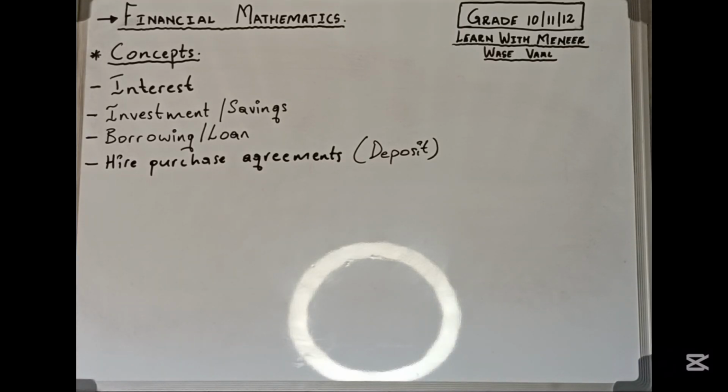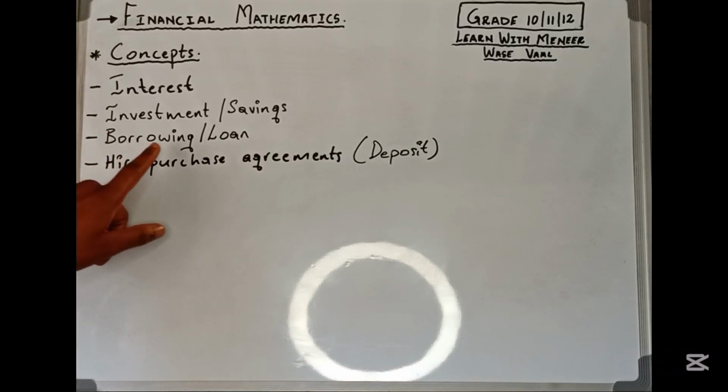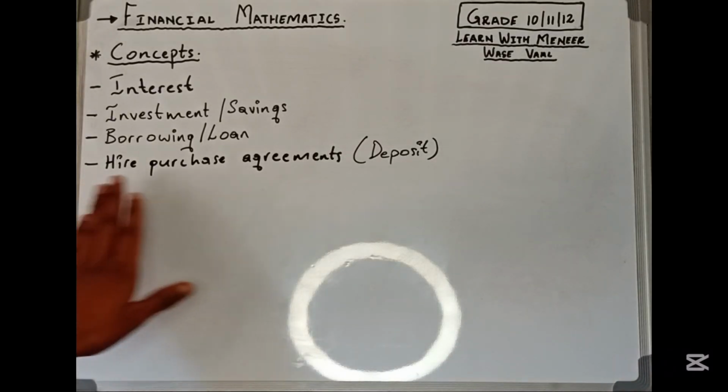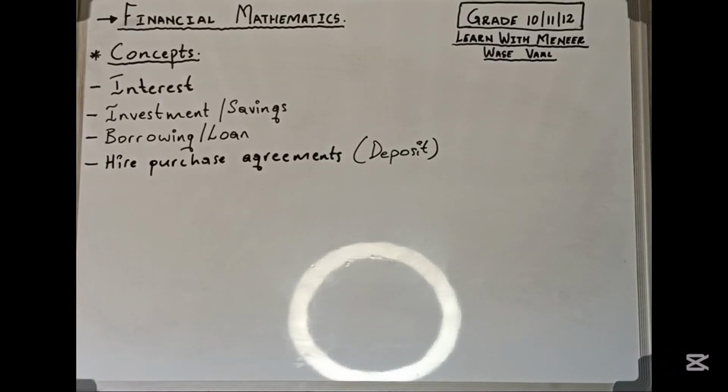So now, we have dealt with interest. Interest is always added on investment or savings. We have dealt with interest again: interest is also added on borrowing or any loan. Are we fine? And interest can also be added on hire purchase agreements. But most of the time, the examiner always uses this word, deposit. There is a deposit that you need to pay before purchasing a certain good. Are we fine? These are some terms that the examiner will use on your question paper.